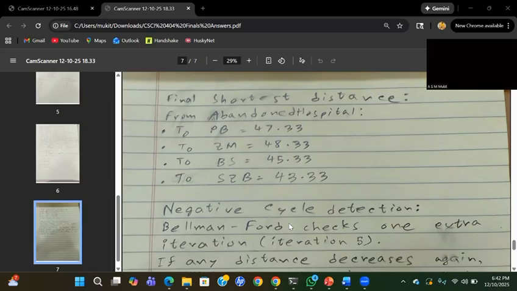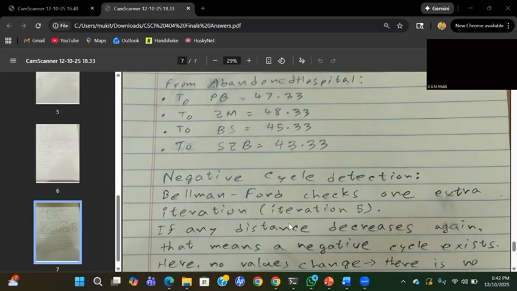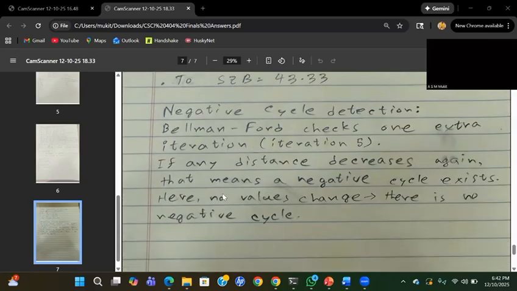To detect a negative cycle, Bellman-Ford performs one additional relaxation step. If any distance decreases again, that means a negative cycle exists. Here, no value changed, so there is no negative cycle. That concludes my explanation for all missions.